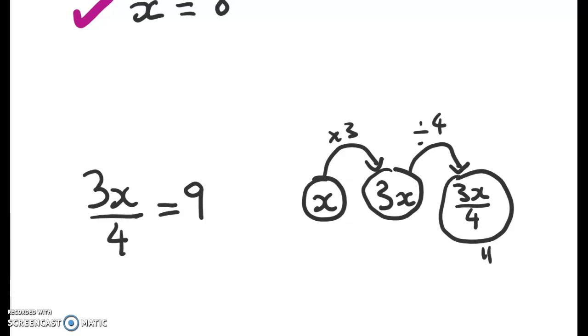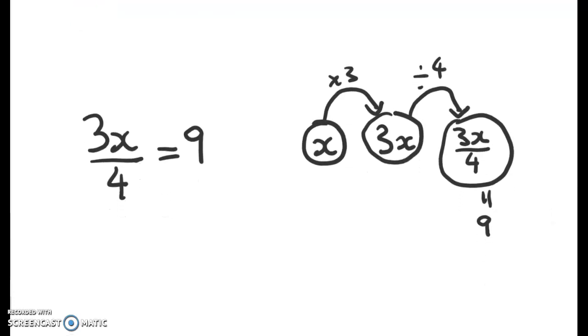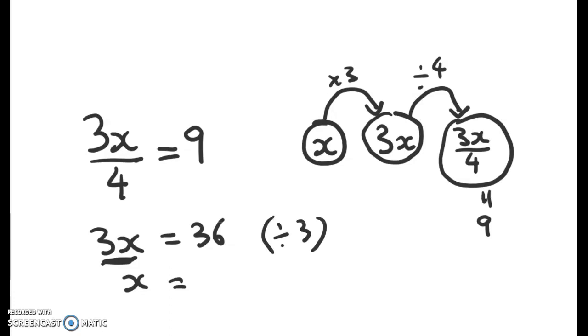And out popped 9. So when we undo, we're going to do it in backwards order. I'm going to come back to this because in this case, there are actually 2 ways that we could have set it up. So multiplying by 4 is going to give me 3x is equal to 9 times 4, which is 36. And now 3x equals 36. I undo it by dividing by 3, so we'll get x is equal to 12.